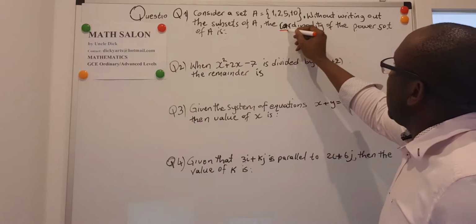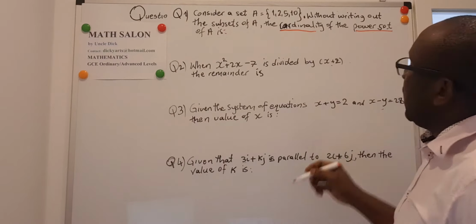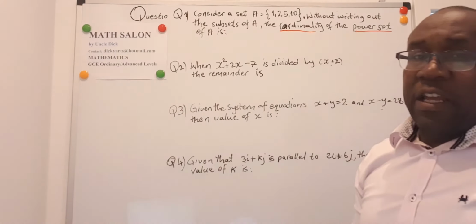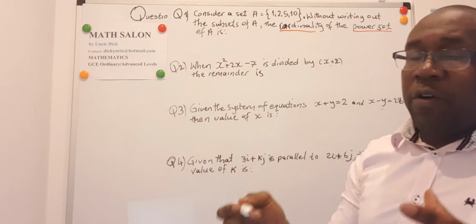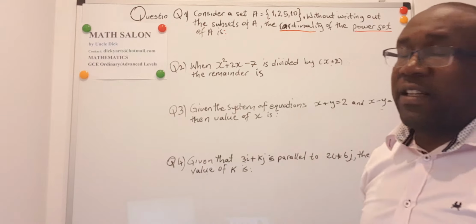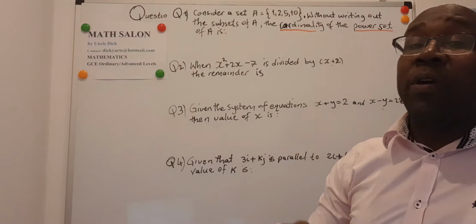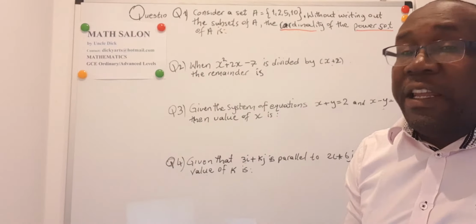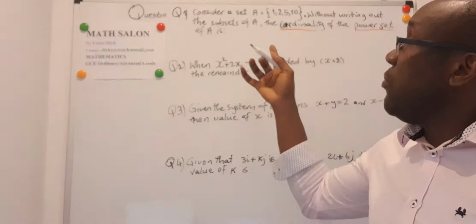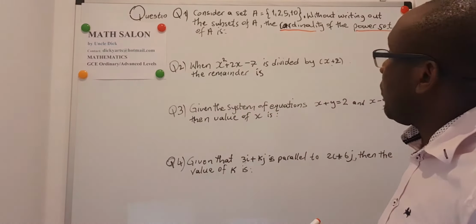So the important things here are cardinality and power set. The power set of a set is simply a new set made up of all the possible subsets of that set. That is why you are asked not to do that, because there will be many of them. It would be an easier way but laborious and will take much more time than required for this question.